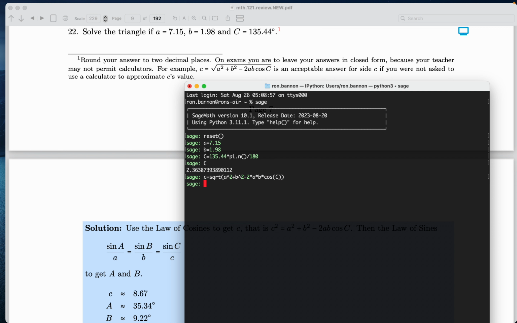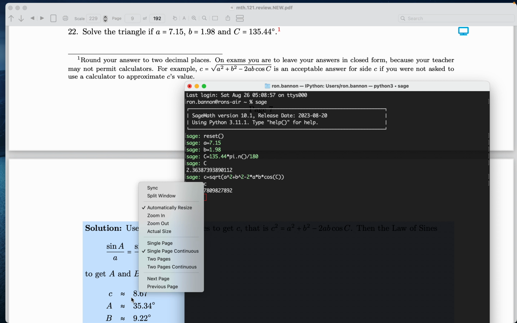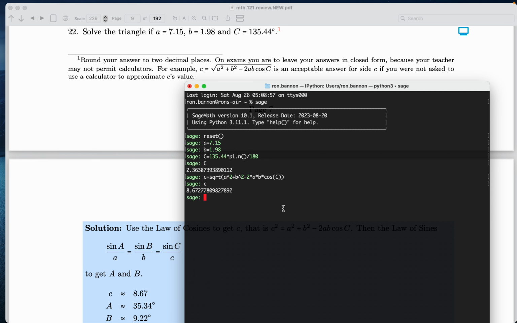All right, hit return. Now I want to display C for you, to see what it looks like. And what does C look like? It's a long number, but I'm just going to round it to two decimal places, and it would be 8.67, exactly what we got over here. Now, let me go to the other thing I was doing. I was using the law of sines, and I'm going to type it in. And let me type in what I'm looking at.